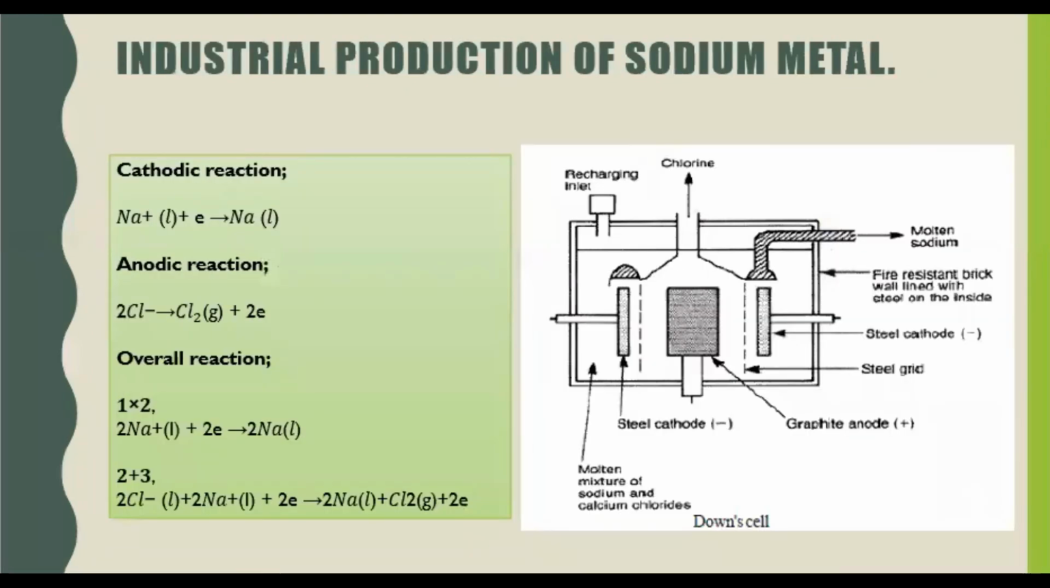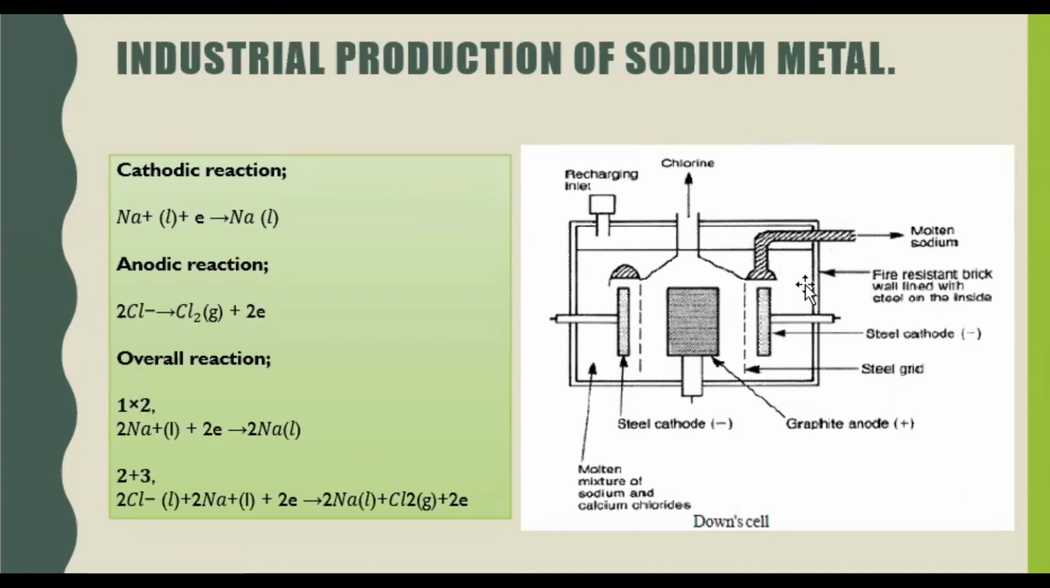This electrolysis is used in many industries, like to extract metals, in electroplating and so on. There are many uses of this electrolysis. Today we'll be discussing one of the uses, that is the industrial production of sodium metal. Sodium does not exist alone in nature, so we have to extract this sodium metal. Sodium exists as sodium chloride. So from this sodium chloride we have to remove sodium separately.